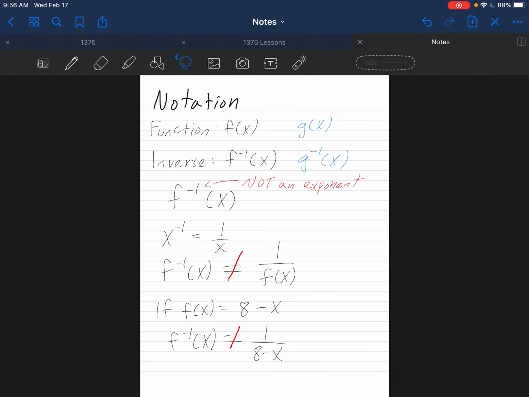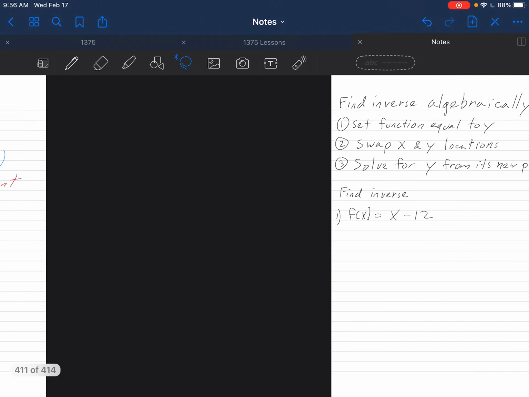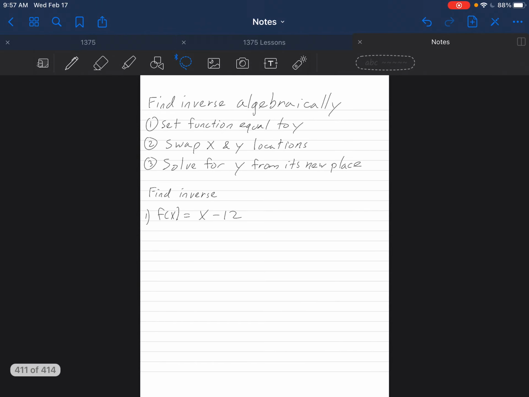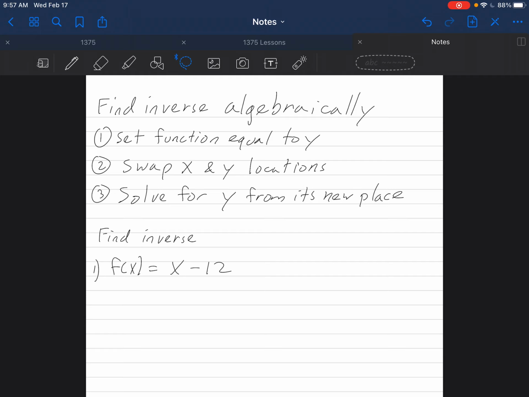So, how do we find an inverse algebraically? There are 3 steps to finding an inverse algebraically. First, you set your function equal to y, and that's really just for labeling purposes. The next thing you want to do is swap the x and y locations, right? This is similar to the ordered pairs where we swapped those numbers of x and y. And the next thing algebraically is we solve for y from its new place, right?